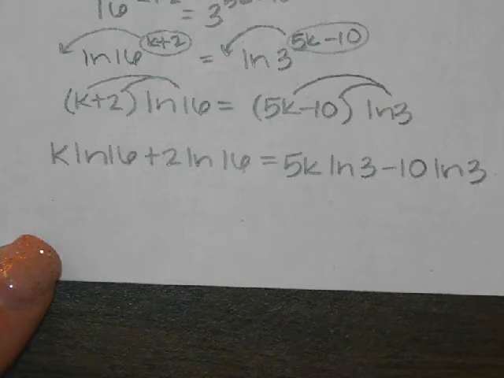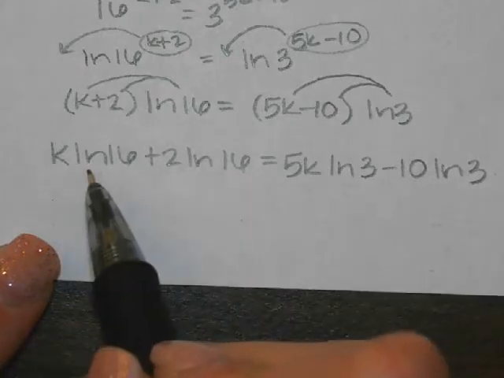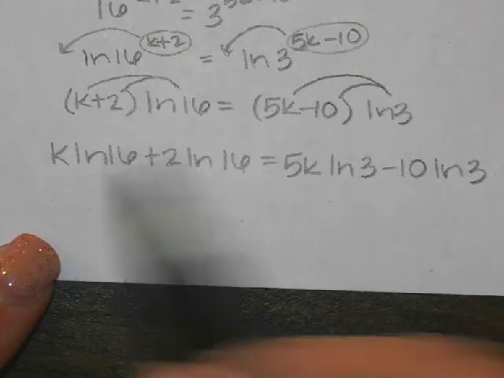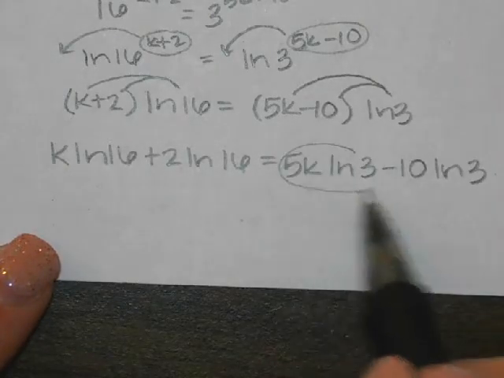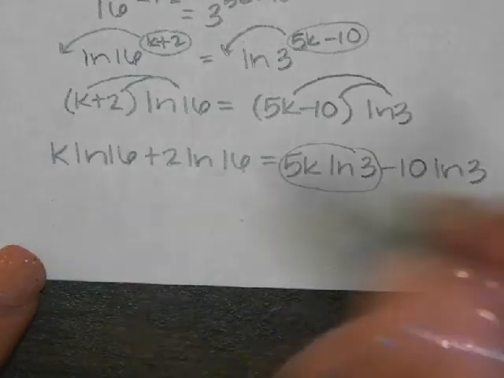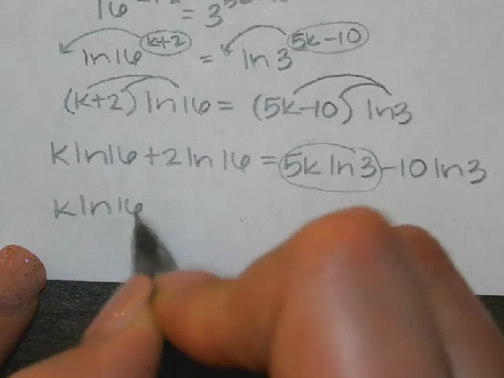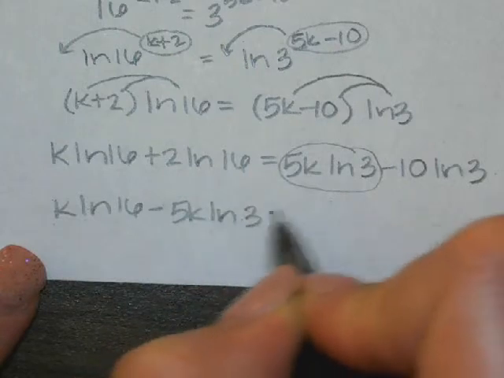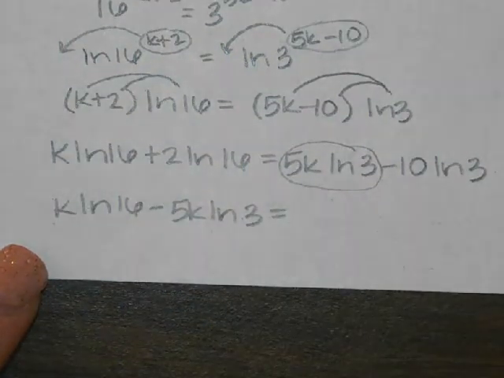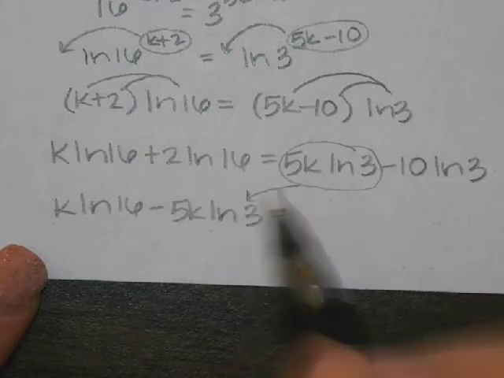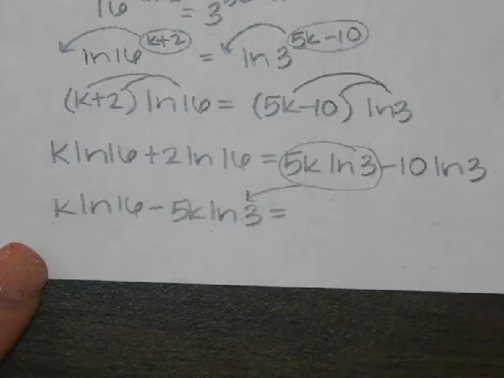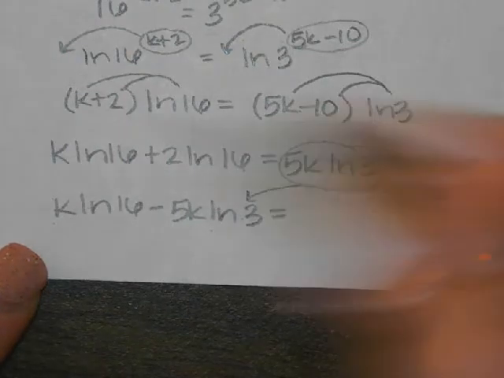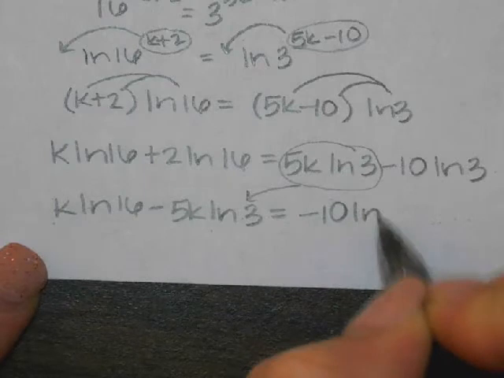What is our goal at this point? Get the k's to one side. So the k ln 16 is already here. I'm going to go ahead and take the 5k ln 3 and I'm going to move it to the left side. Okay? So k ln 16 stays, minusing this one over. So I moved this one to the left side. On the right side, I still have negative 10 ln 3.